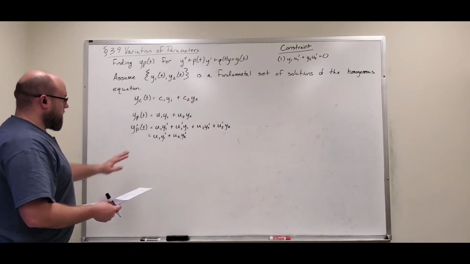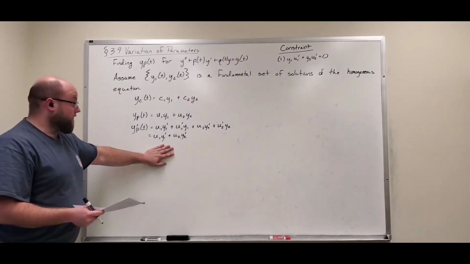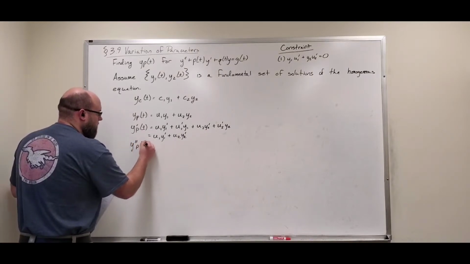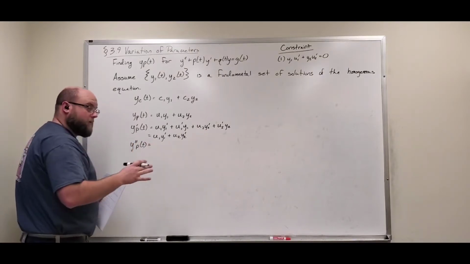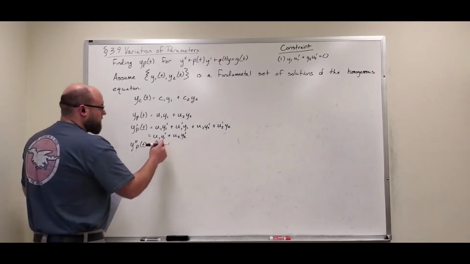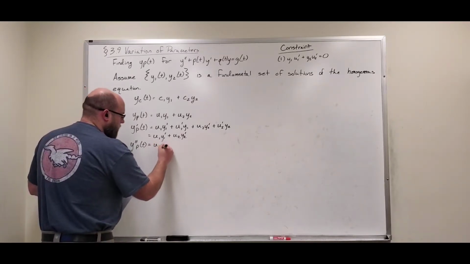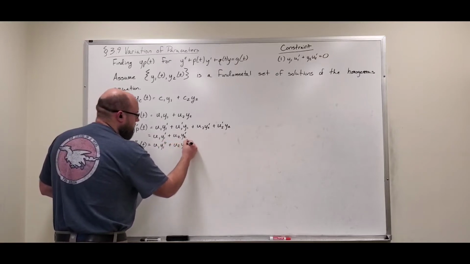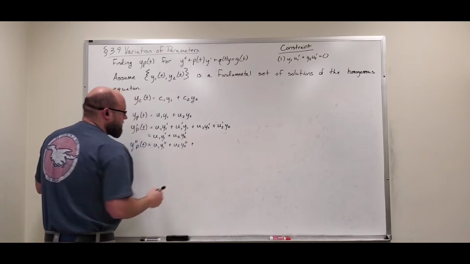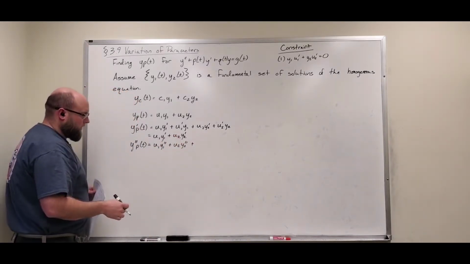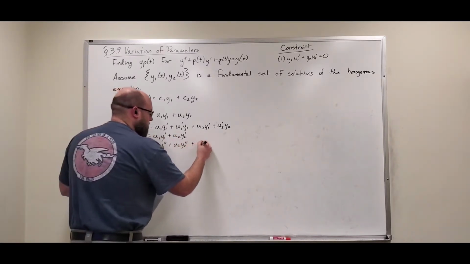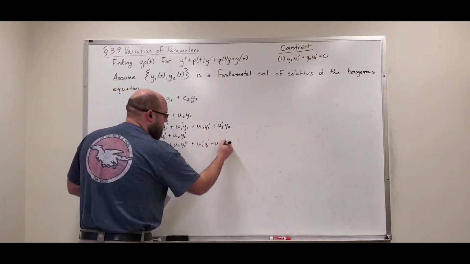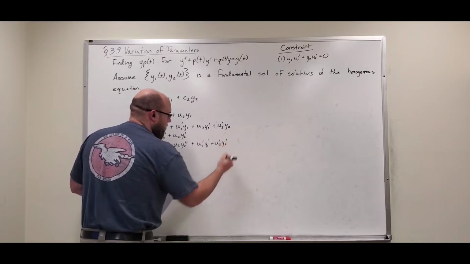Based upon that, it's a little easier to find the second derivative of the particular solution we're assuming here. First times the derivative of the second, so we get u1 y1 double prime plus u2 y2 double prime, which I did together, plus u1 prime y1 prime plus u2 prime y2 prime.